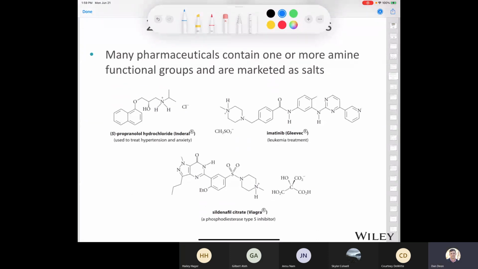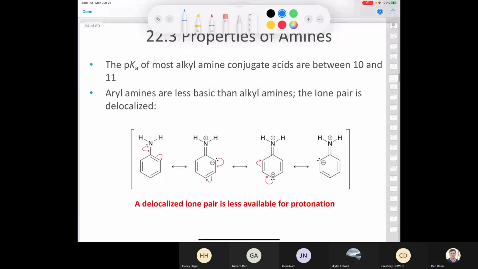Many pharmaceuticals contain one or more amine groups and are marketed as salts. Here are some examples. You can see that Viagra is actually marketed as a salt, and I think there's a little blurb about Viagra in this chapter where he talks about how Viagra was originally developed to treat angina, and then the patients in the clinical trials determined that there were other side effects, and so they decided to follow up on those. You can also see compounds like Gleevec is also administered as a salt. So we have lots of nitrogens in pharmaceutical compounds.